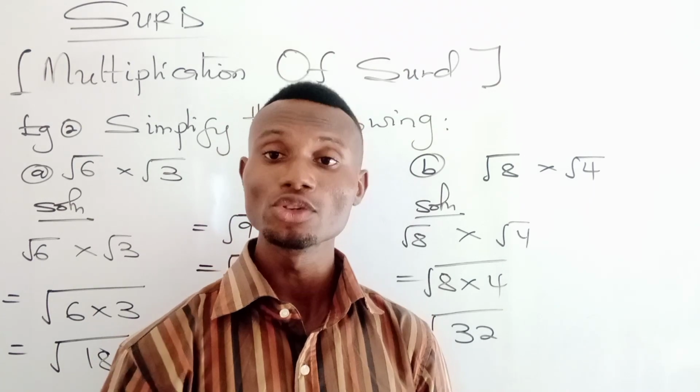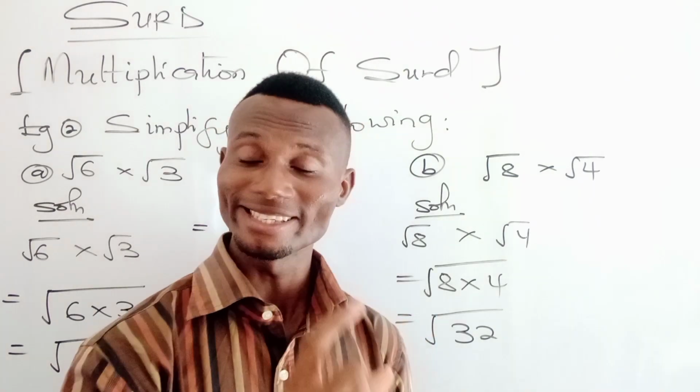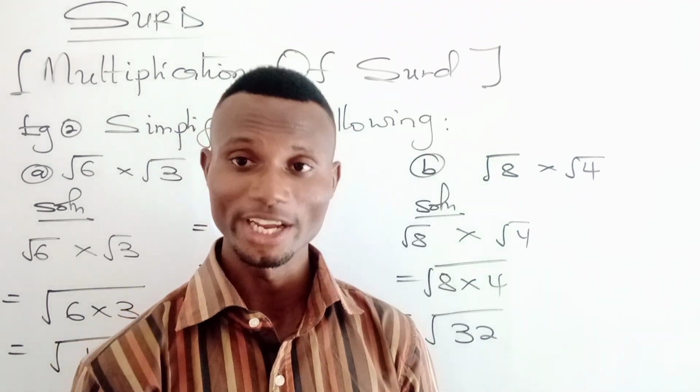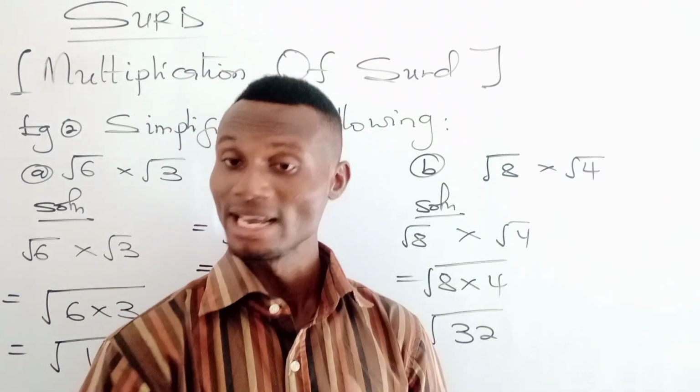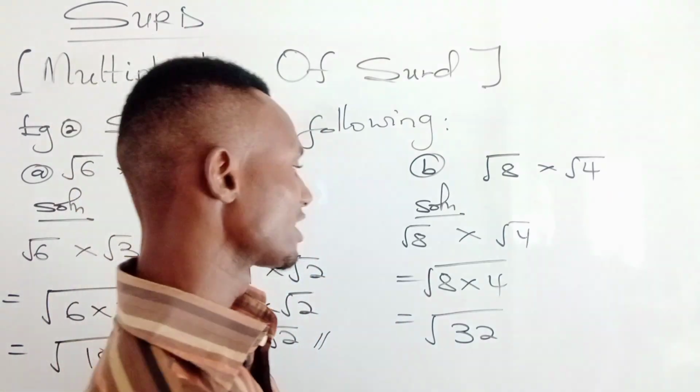And we can use 2 times 16. 2 times 16 gives 32, and the 16 is a perfect square. So in place of the 32, we can write 16 times 2 or 2 times 16. Let's go ahead and simplify further.